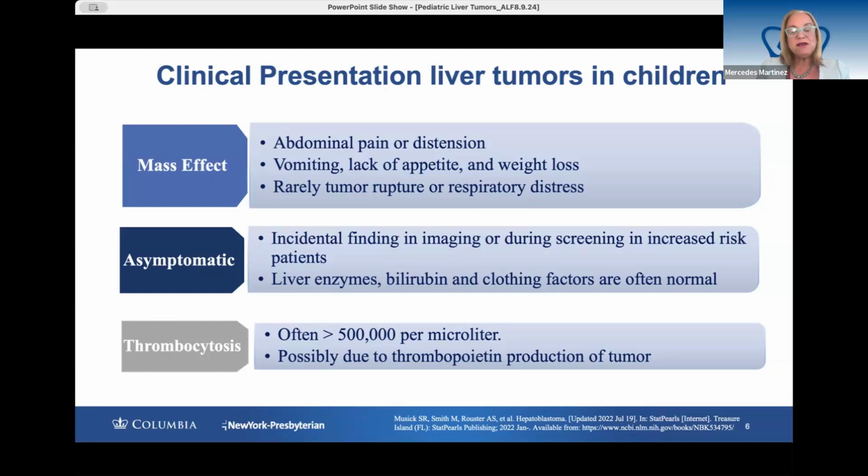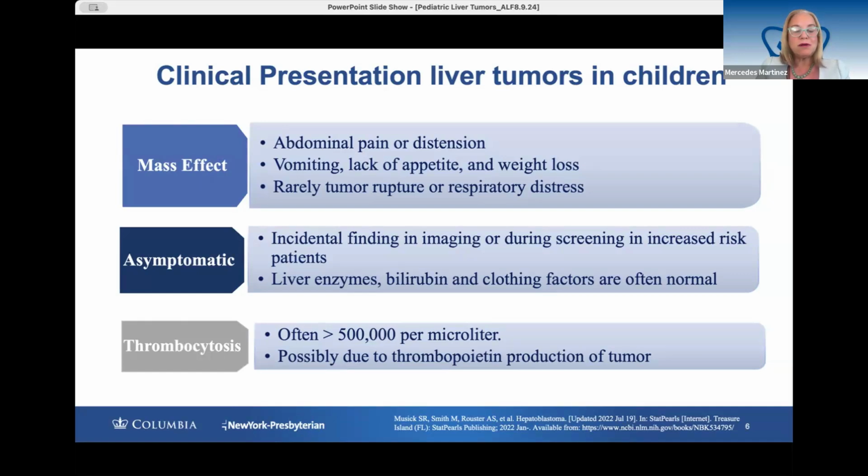Most patients, if you want to diagnose them early, are asymptomatic. And the best way to find them is as an incidental finding when an imaging ultrasound or CT scan is ordered for other reasons or for other symptoms, not really suspecting a liver tumor. Or in a selected group of patients that have an increased risk of liver tumors, those patients get screening imaging, and those patients have the benefit of being diagnosed early.